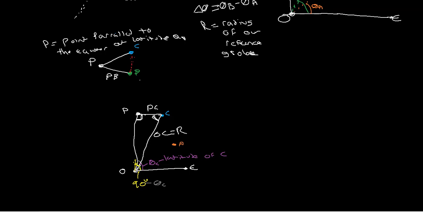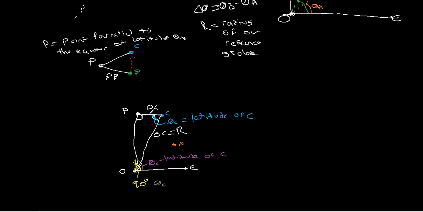If you remember the rule of acute angles in a right triangle, these two angles have to sum up to 90, which means that this angle right here is going to be the same as theta C. I know that was kind of a roundabout way of saying it, but I just want you to understand where we come from when we say that this angle right here is also going to be our latitude of point C.